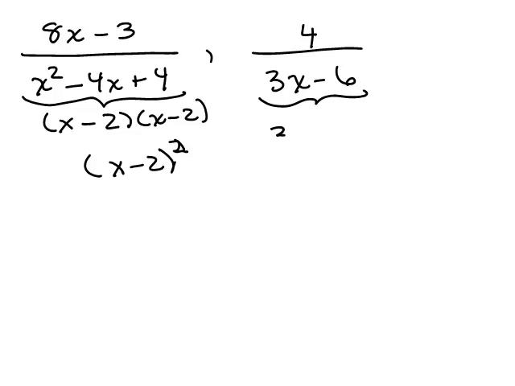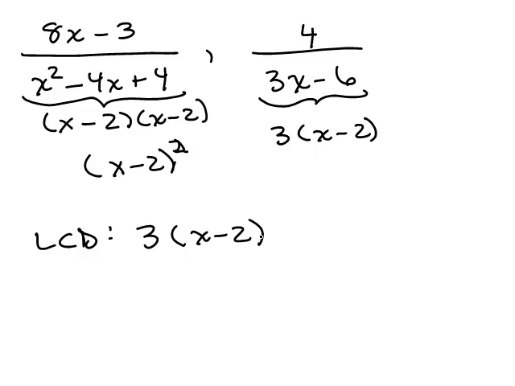For this one, we pull out a 3, and we have an x minus 2. So when we look for the different kinds of denominators, all right, I need a 3. And the only other factor is the x minus 2. And I need to have the one with the highest exponent. So this will be squared.